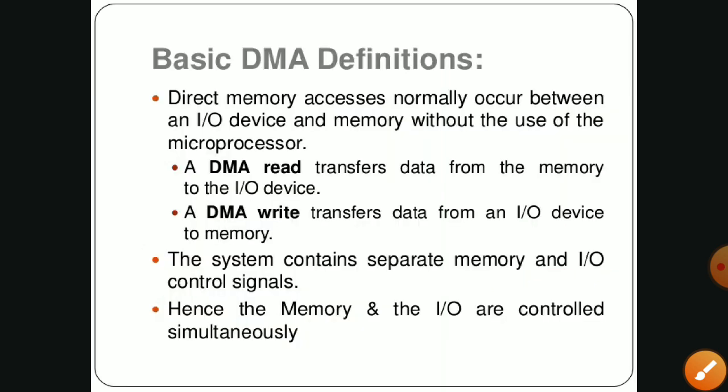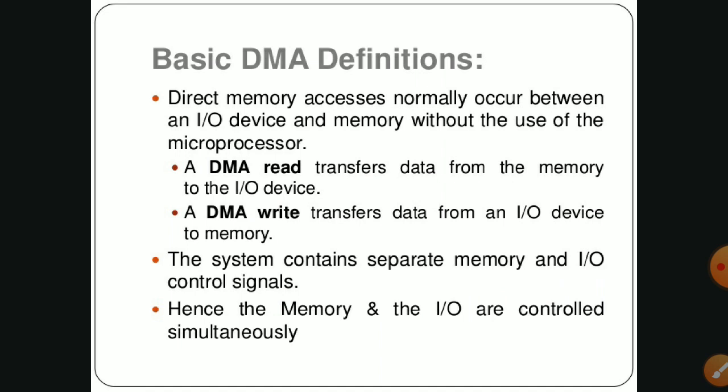See the next one, basic DMA definitions. DMA read transfers data from the memory to the IO device. DMA write transfers data from an IO device to memory. DMA read means data transfers from memory to the IO device, wherever the IO device is reading the data from the memory device. DMA write transfers data from an IO device to memory.